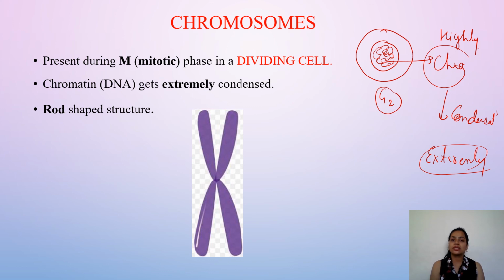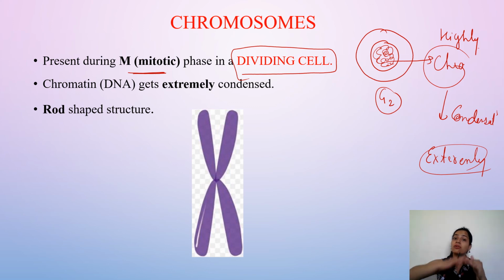That's why it is written that it is present during the mitotic phase of a dividing cell. Whenever a cell divides, at the M phase, the chromatin is not present. The chromatin has undergone an extreme condensation, and now it is present in the form of chromosomes. So that's why it is mentioned that the DNA is extremely condensed. The same DNA which was present in the chromatin is present, but now it is in the extremely condensed state. As a result, you can see the rod shaped structure taken up by the DNA, which is known as the chromosome.